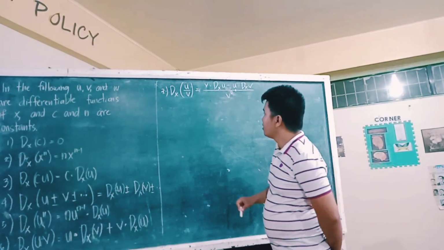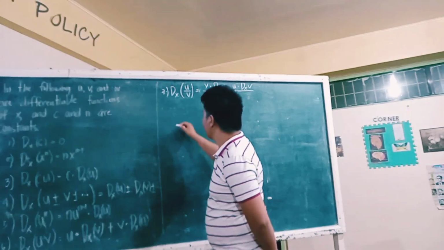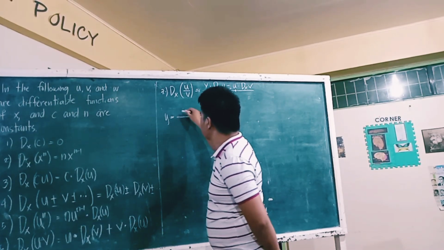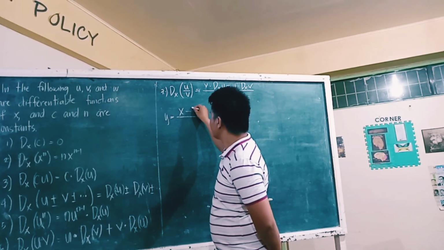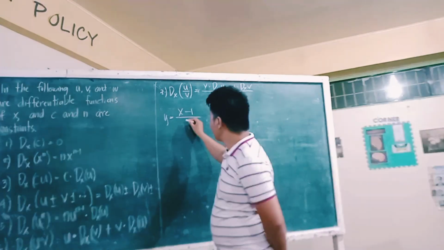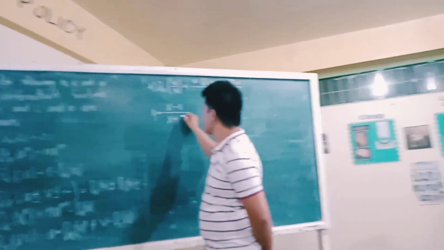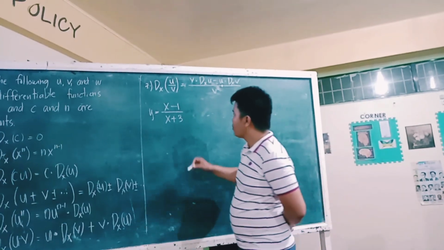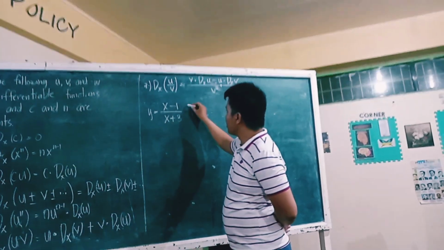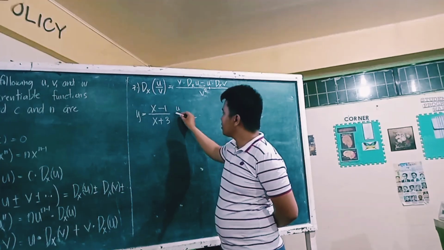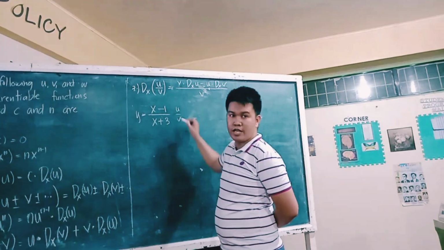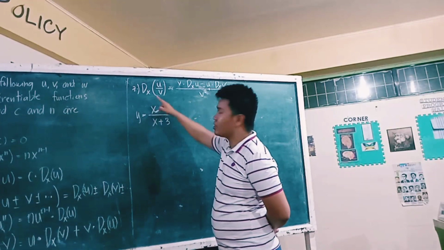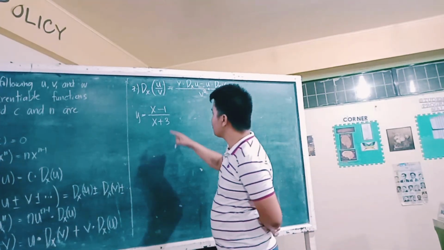To illustrate this, I will give you an example. Suppose we have y is equal to x minus 1 all over x plus 3. In this function, we can treat the numerator as our u and the denominator as our v. If that's the case, we are now going to apply the differentiation formula for this function.